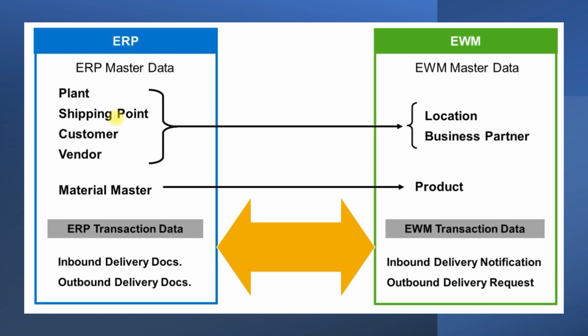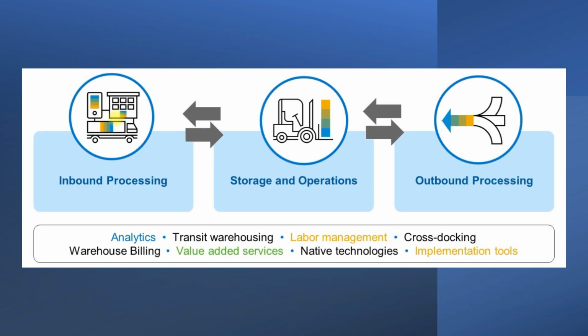If you have an inbound delivery notification in the SAP EWM, you have to understand this will be a simple copy of the inbound delivery document from the ERP. Similarly, if you have an outbound delivery request document in the EWM system, that is a copy of the outbound delivery document in the ERP system. The same data will be there.